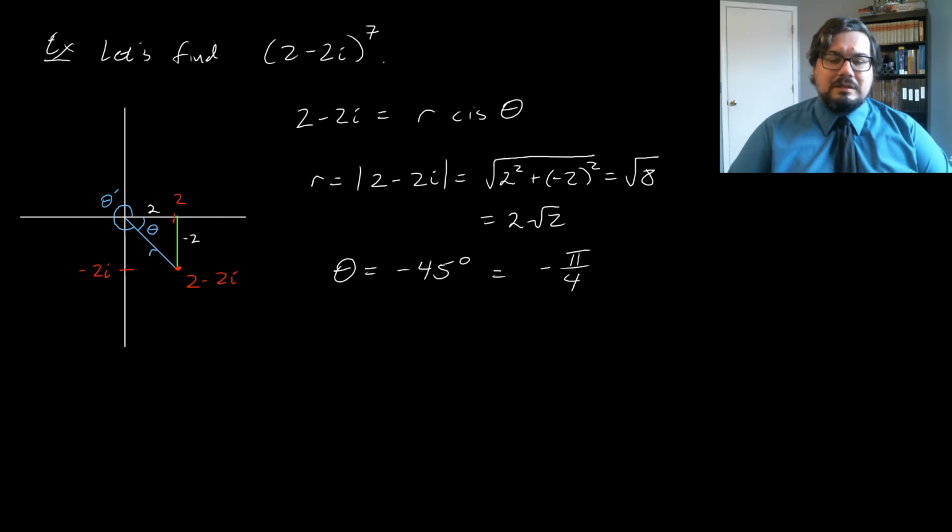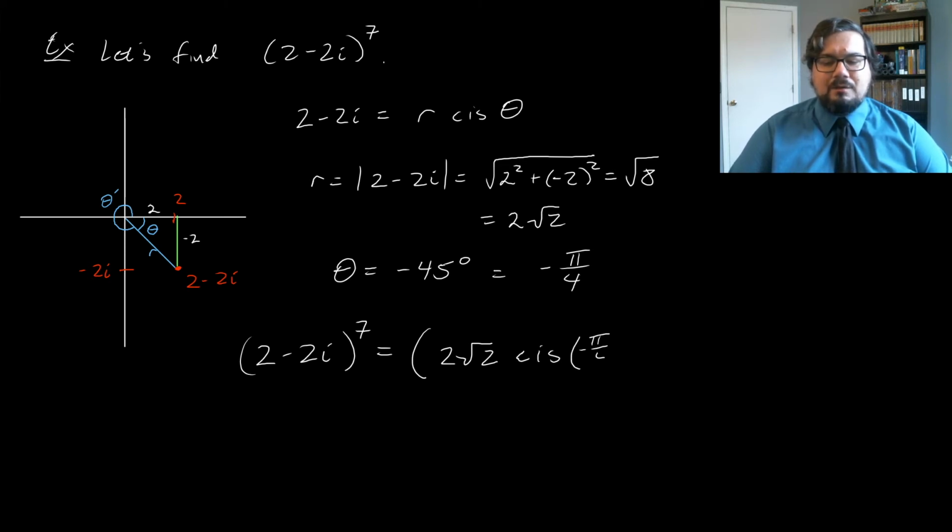So now let's use this in order to calculate the 7th power of 2 minus 2i. So if we want 2 minus 2i to the 7th, that's equal to 2 times the square root of 2 times CIS of negative pi over 4, raised to the 7th. That's just changing 2 minus 2i from its rectangular form into its trigonometric form. Now we use de Moivre's theorem.